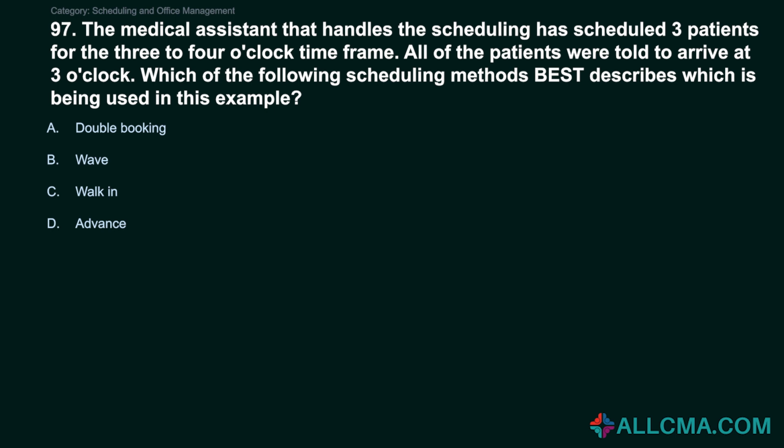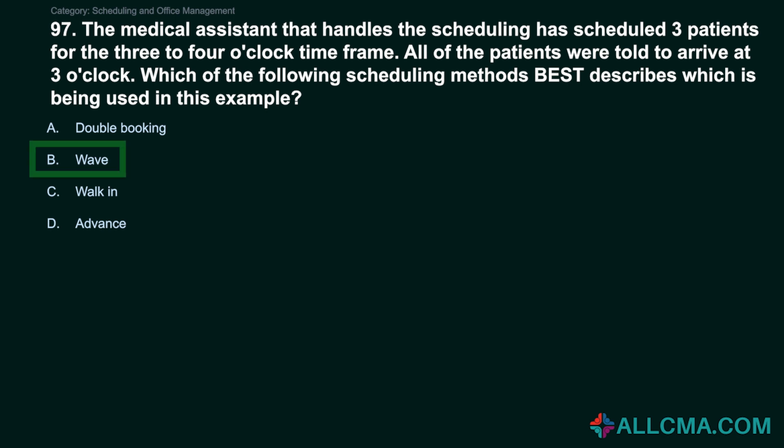97. The medical assistant that handles the scheduling has scheduled 3 patients for the 3 to 4 o'clock time frame. All of the patients were told to arrive at 3 o'clock. Which of the following scheduling methods best describes which is being used in this example? A. Double booking. B. Wave. C. Walk-in. D. Advance.